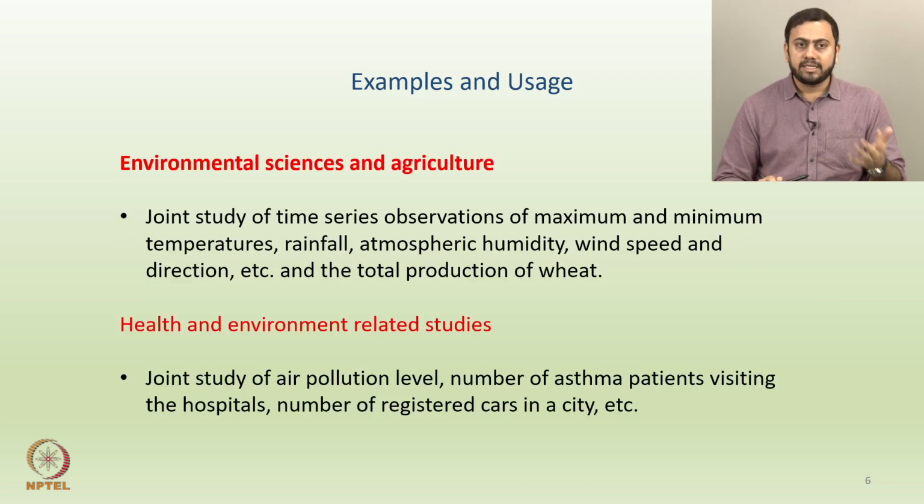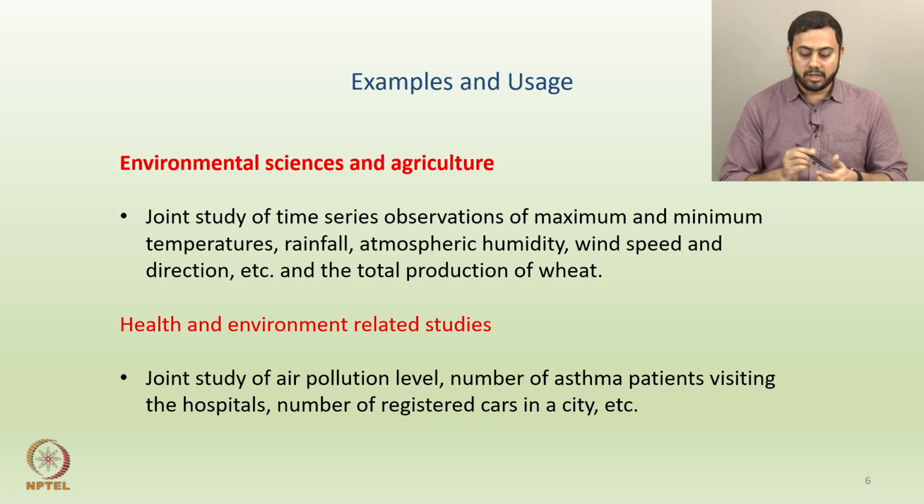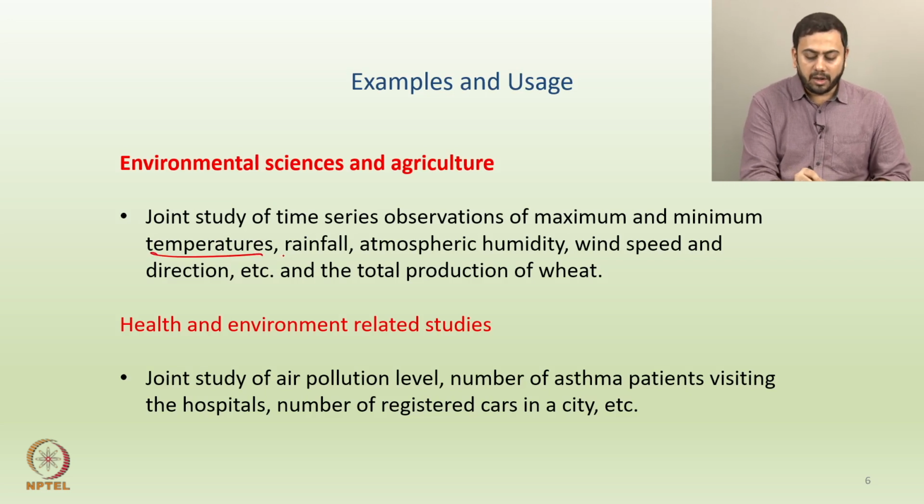Okay, so a couple of last examples. The first one comes from environmental sciences and agriculture. Let us say a joint study of time series observations of maximum and minimum temperatures or rainfall or, in general, atmospheric humidity, wind speed, direction, etc., and the total production of wheat. So here you have two series. The first one could be maximum and minimum temperatures or rainfall or humidity or wind speed and direction, and the second series could come from agriculture. So, let us say total production of wheat.